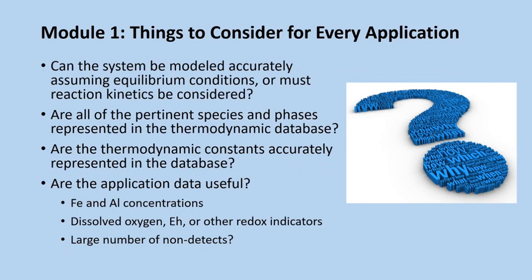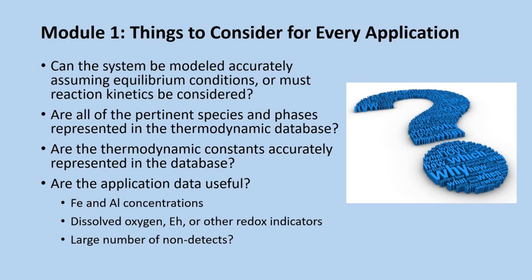As a final set of thoughts, before we move on to Freak-C itself, always keep in mind the following practical questions when deciding to actually use a numerical geochemical model, now that you know what sort of goes on behind the scenes with one of them. First of all, can the system be modeled assuming equilibrium conditions, or must reaction kinetics be considered? More on how to do this later in Freak-C. Are all of the important species and phases for your problem represented in the model's database? Are the thermodynamic constants in the database accurate? For some trace metals in some systems, this may not be obvious.